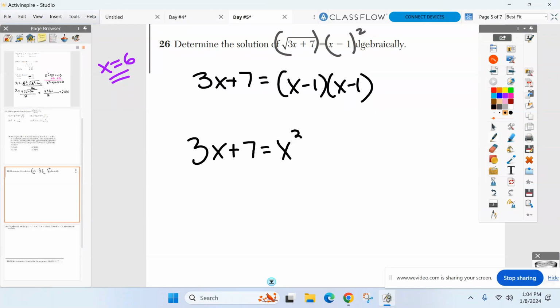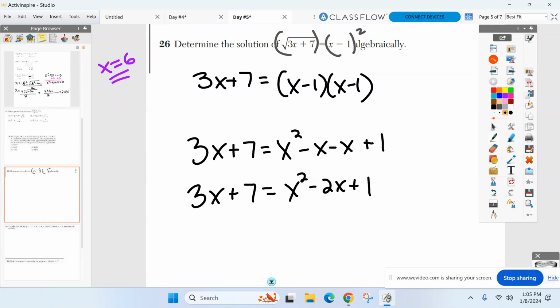X squared minus x plus 1. I'm just going to go through this quick because this is something I'm assuming we're comfortable with, and I hope we're comfortable with. Combine your like terms in the middle, right? They don't cancel here. They don't cancel. So I get negative 2x in the middle plus 1. What's your next move now? I'm done helping you. Set it equal to 0.